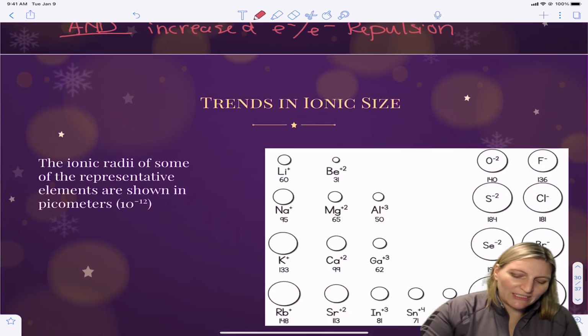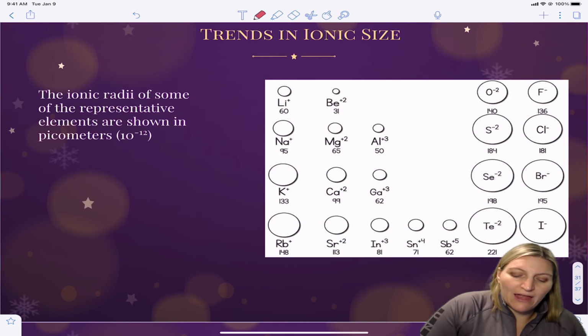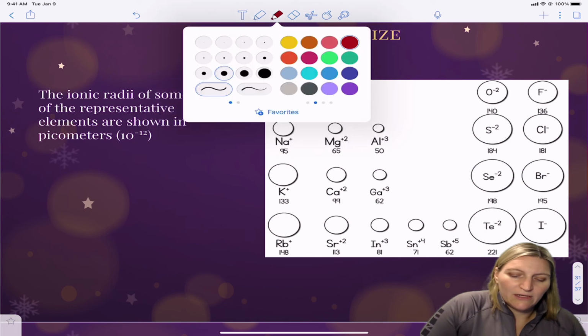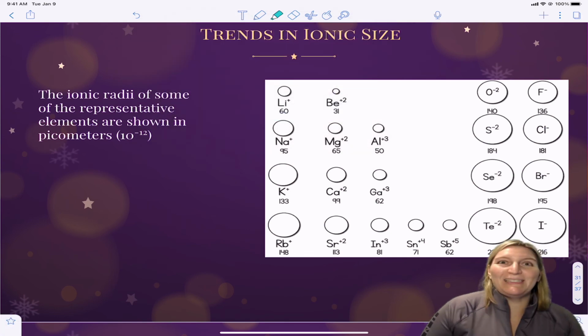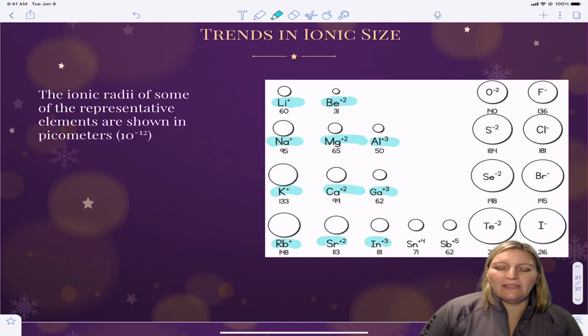So then if we were to take a look at a scaled periodic table here, we would see exactly that trend that we just looked at. These positive ions, lithium, beryllium, the metals form positive ions, and we can see that, yes, they are quite a bit smaller than the atoms that they come from.